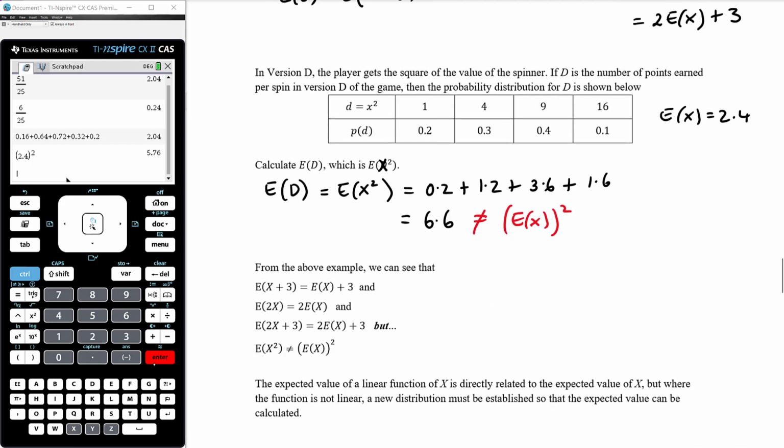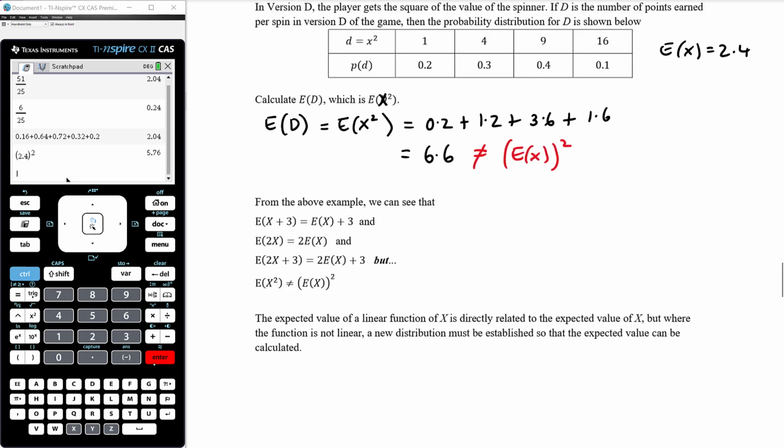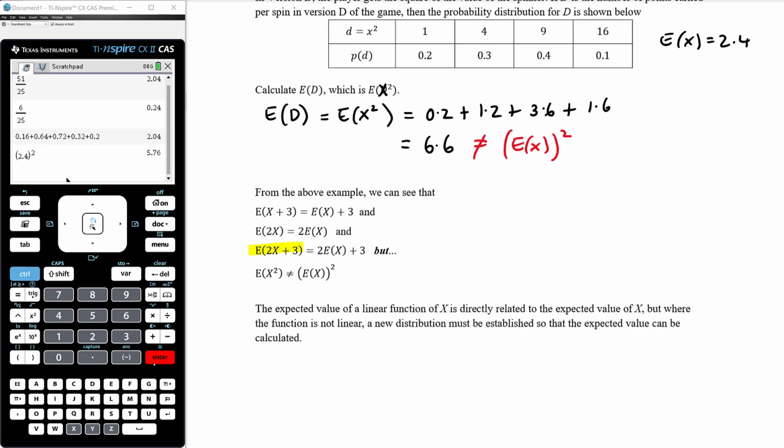So in summary, this is what we found. We found that the expected value of x plus 3 was the same as the expected value of x plus 3. We found that when we were doing the expected value of 2x, it was the same as 2 times the expected value of x. We found when we did the expected value of 2x plus 3, it was the same as 2 times the expected value of x plus 3. However, when we tried to find the expected value of x squared, it wasn't the same as the expected value of x all squared. Okay, so when we are finding the expected value of a linear function, that is directly related to the expected value of x.